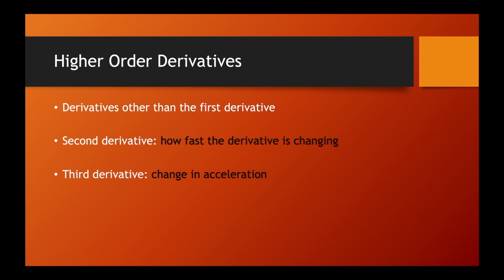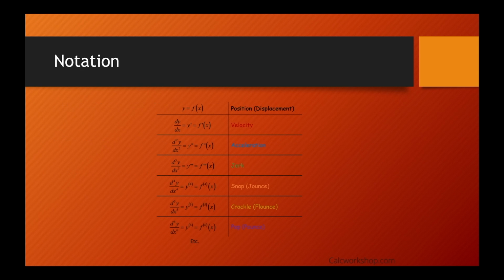For example, the second derivative can be used to measure how fast the first derivative is changing, whilst the third derivative can be used to measure how fast the second derivative is changing. So for example, the second derivative can be used to measure acceleration, and therefore the third derivative would be used to measure the change in acceleration.